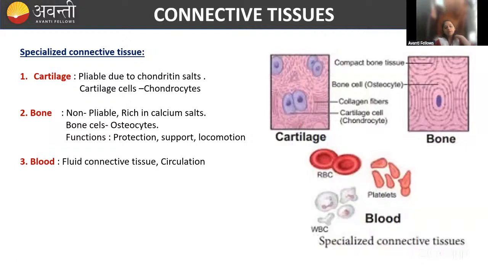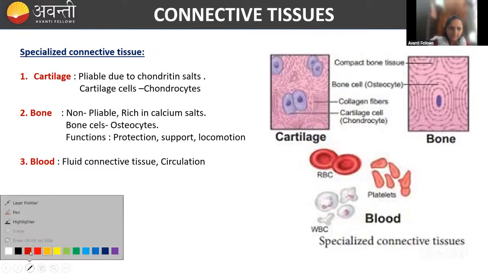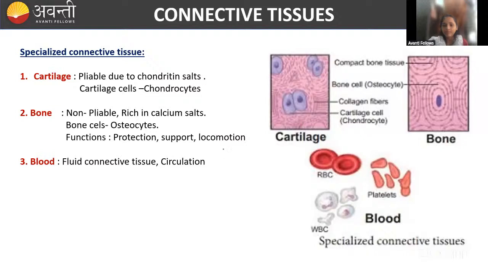Okay, then coming to the final, guys, that is the specialized connective tissues. In the specialized connective tissue, we will see the cartilage. These are the cartilage, guys. First, come to the cartilage characteristics. Cartilage is pliable. For example, cartilage is present in the ear. We can move the ear like this, right? This is nothing but pliable.